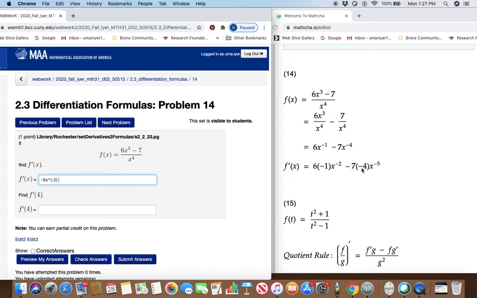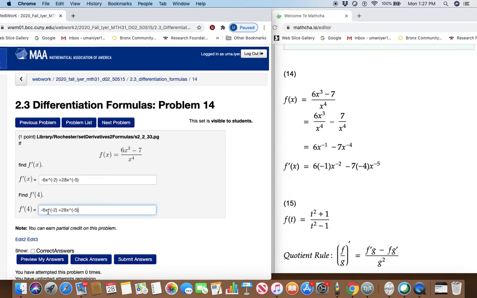Minus 7 times negative 4 is plus 28, x to the power, don't forget parentheses, negative 5. That is the derivative. Now you want the derivative at 4. All you need to do is replace the x's by 4.